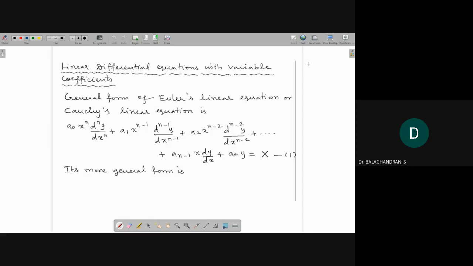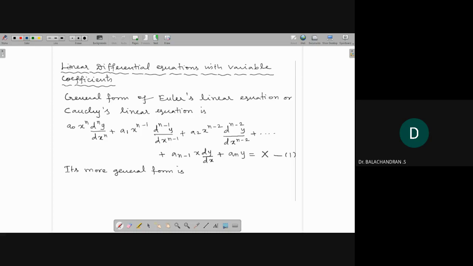Type 4 is e power ax into V of x, where V of x is either a polynomial or sin ax or cos ax. Type 5 is polynomial in x into sin ax or polynomial in x into cos ax. Type 6 is polynomial, exponential, and sin ax or cos ax. Type 7 is those problems which do not come under type 1 to type 6.